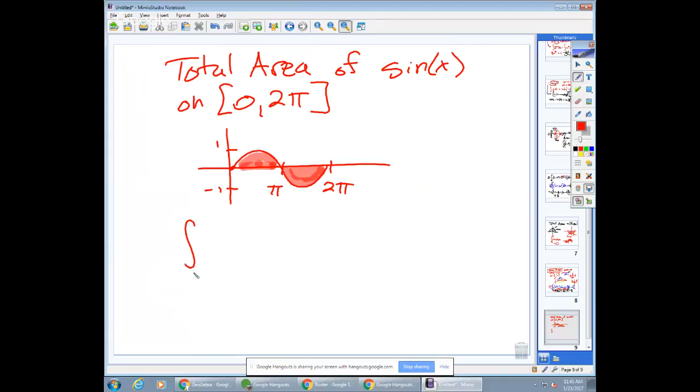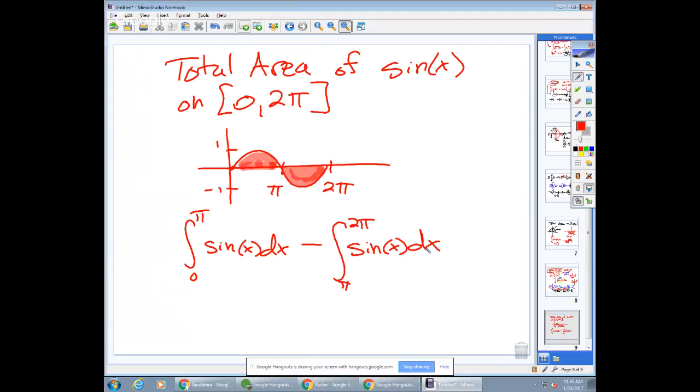I would just integrate from 0 to pi the sine of x dx. Now the next part I know is going to be all negative area, so I can just compensate by putting a minus in front and then integrating from pi to 2 pi the sine of x dx.